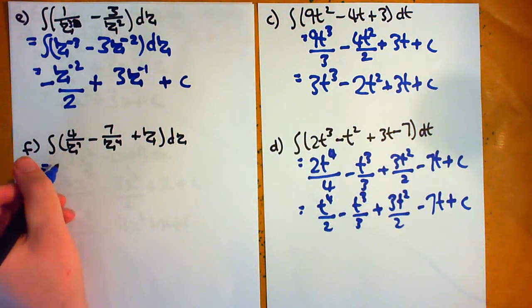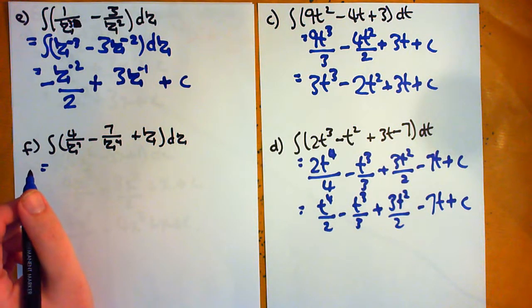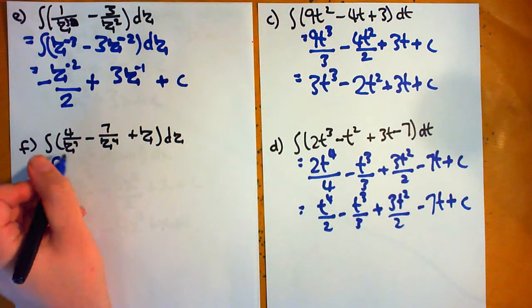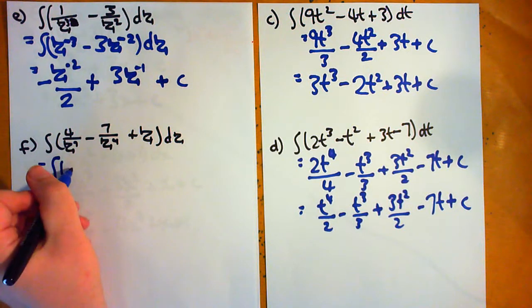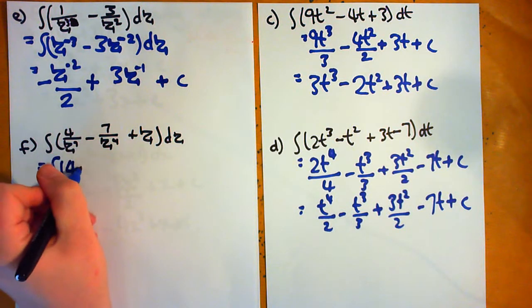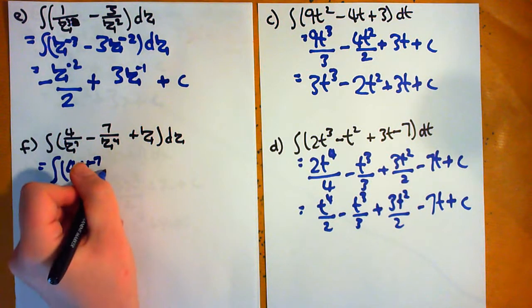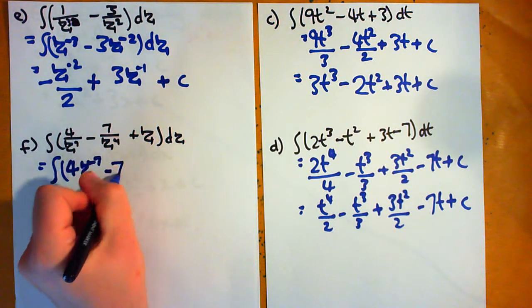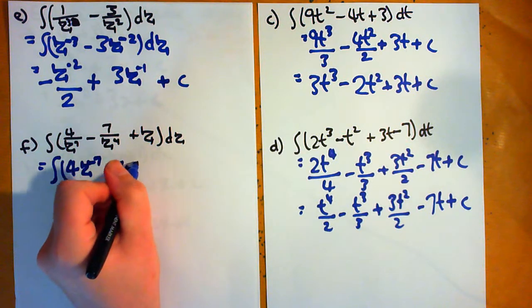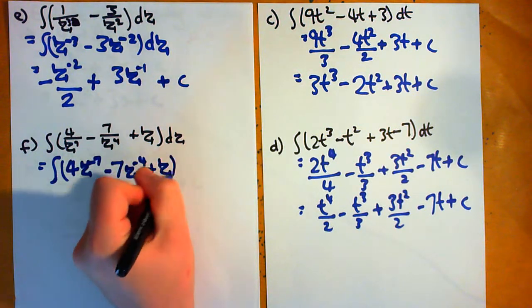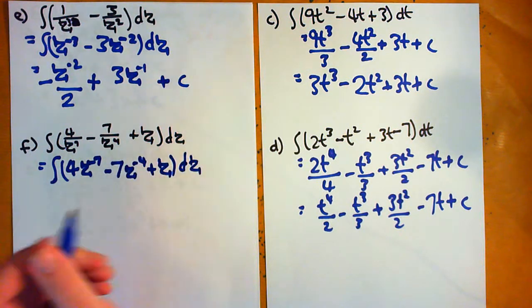Now f, we have to do the same thing. It's not yet integrable, so we need to make it so. So if we write this in a form that we can integrate, bringing z up to the top makes the power negative. So we've got 4z to the minus 7 minus likewise 7z to the minus 4 plus z. So that's what we need to integrate.